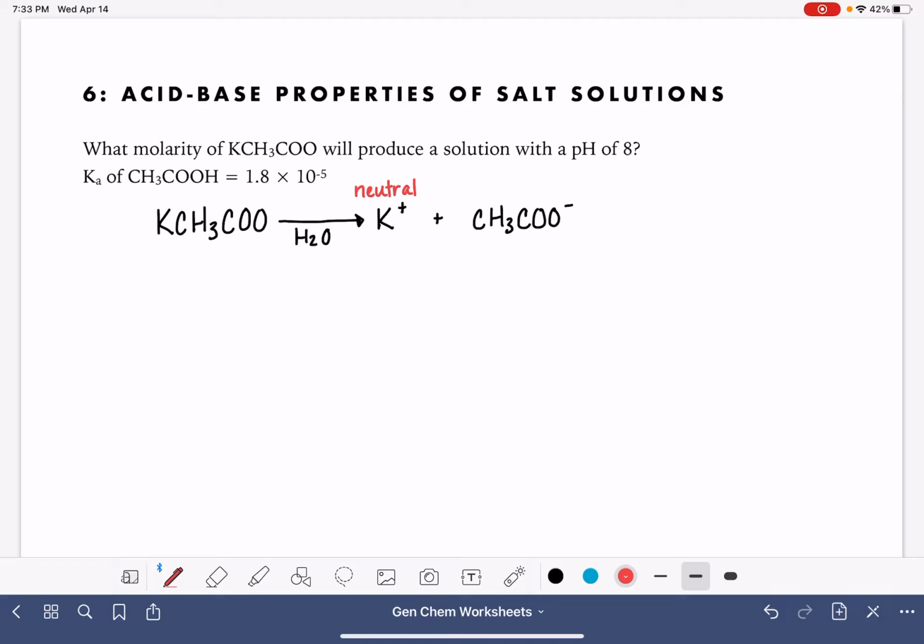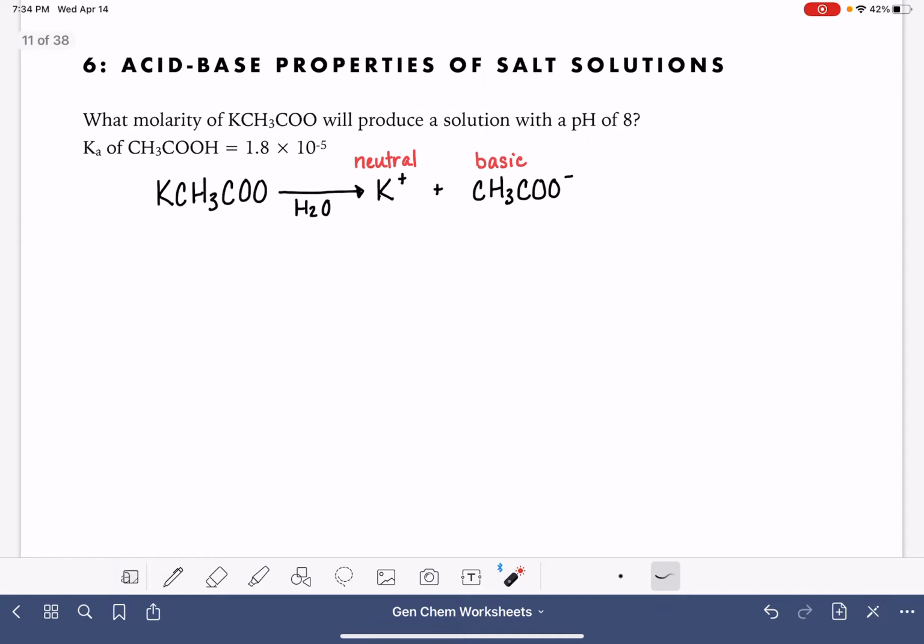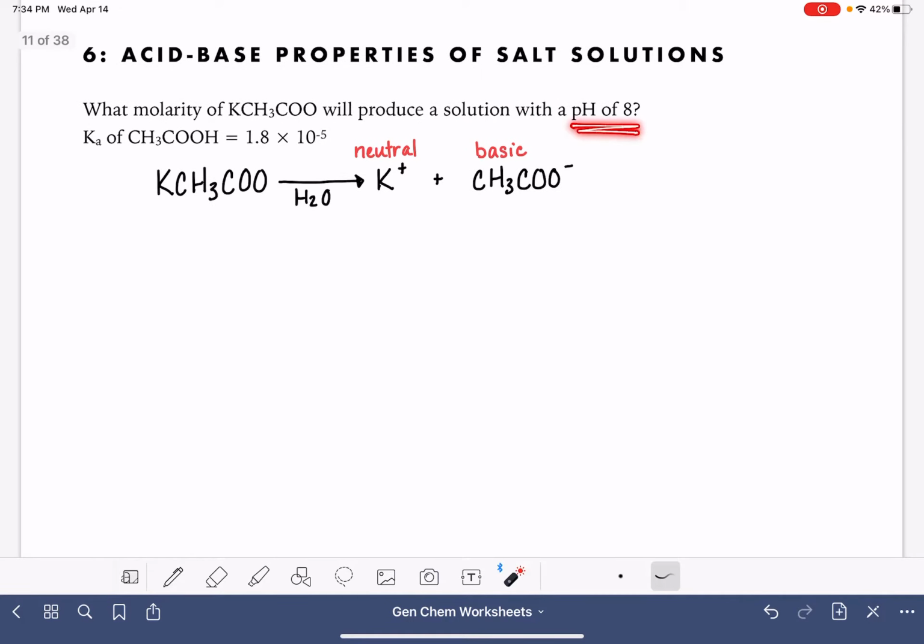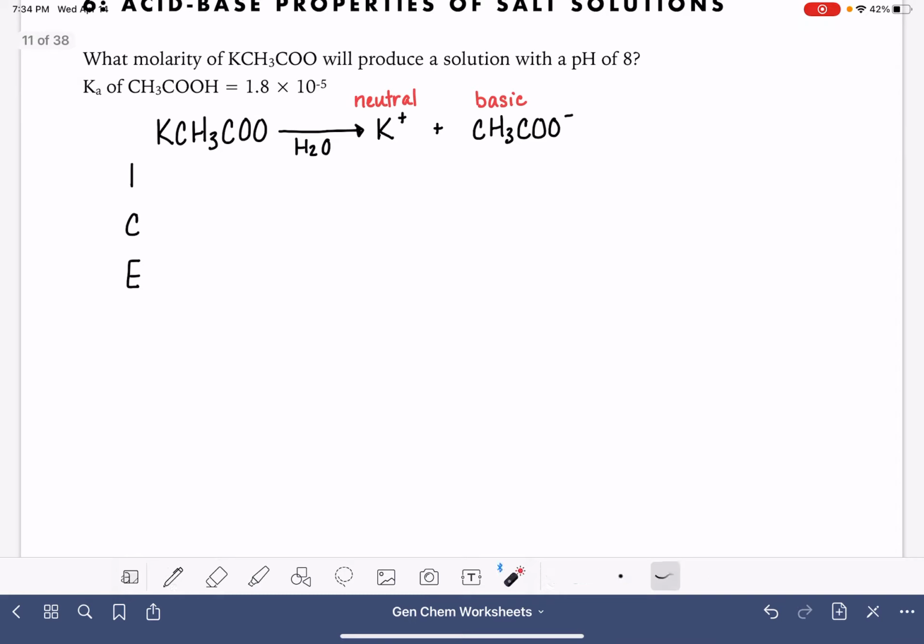The acetate CH3COO-, this is not one of the list of neutral anions, which means that it is one of our basic anions. Because our cation is neutral, our anion is basic, we know that it's the acetate CH3COO- that's causing this solution to have a pH of 8. So this is the component that we need to pay attention to. We don't really need to pay that much attention to the potassium. I'm going to just kind of set us up to make an ice table, but we're not ready to make the ice table yet.